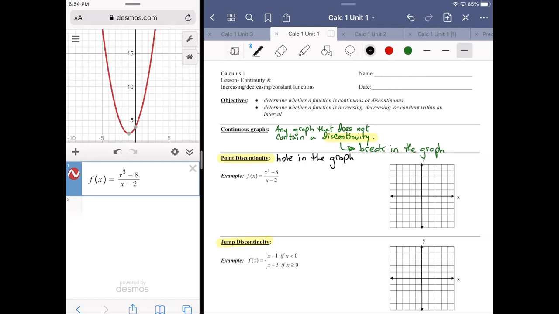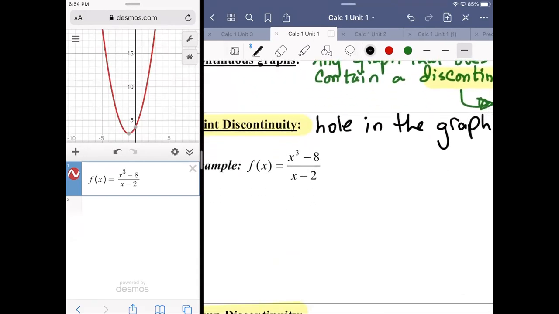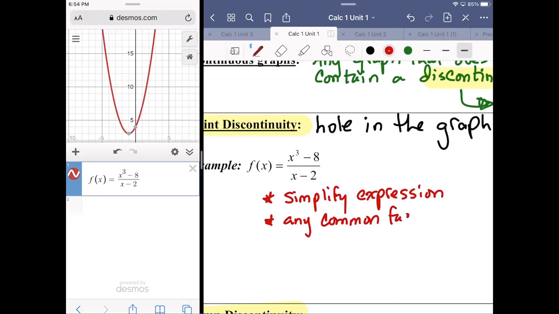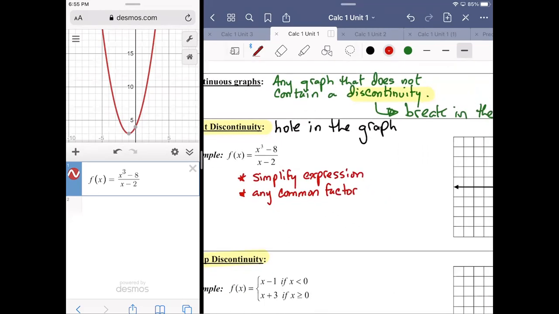The key is understanding when there is a hole in the graph. Right, because sometimes it's of course a habit. You start typing functions into a calculator, and you're like, okay, I guess it's a parabola. You don't even look at what kind of function it is, and then all hell breaks loose. Right. So what we would have to do is simplify the expression. Any common factor could represent a hole or a point discontinuity.